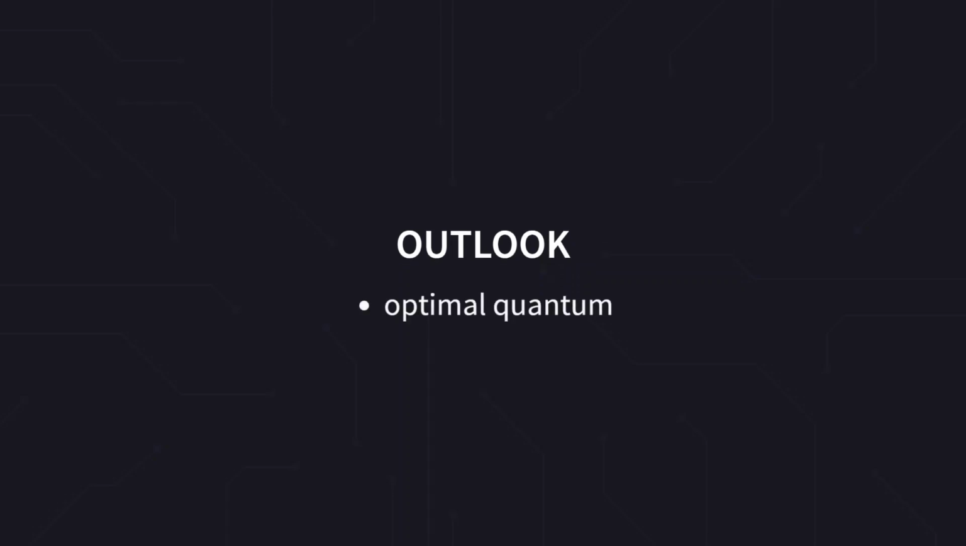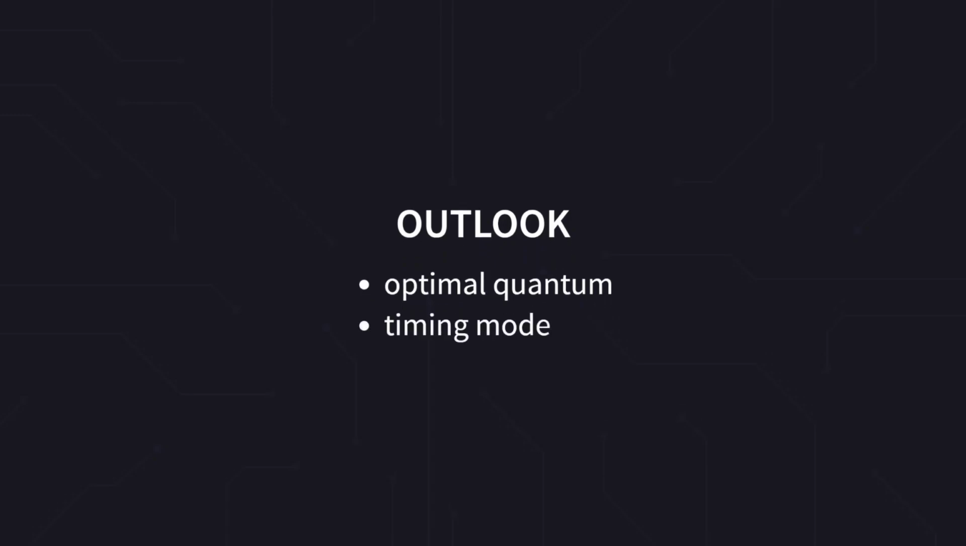For example, what is the optimal quantum and how to determine it? We also plan to extend par-gem5 to the so-called timing protocol, which is similar to SystemC's approximately timed style. So far, par-gem5 only works for gem5's atomic protocol, which is similar to SystemC's loosely timed style.